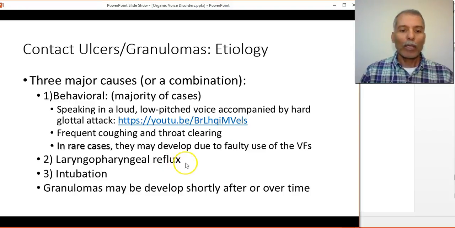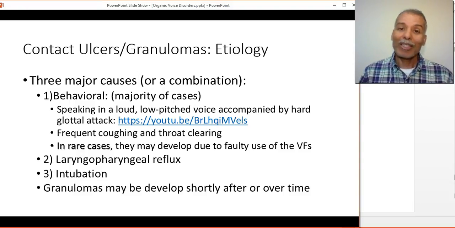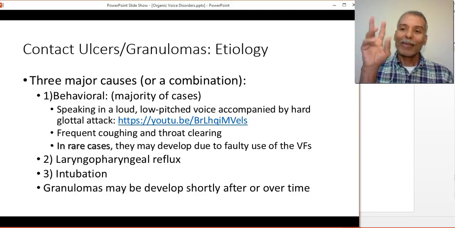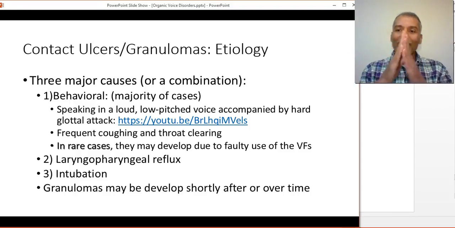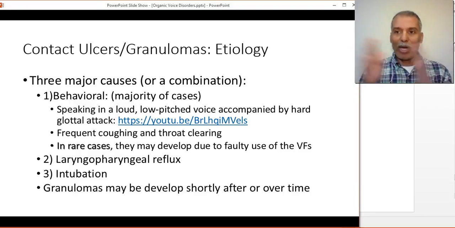Laryngopharyngeal reflux shows up again as a cause of granulomas. So in that case, we do not call it a contact granuloma because it is not caused by the behavioral aspect of hyperadducting and slamming the vocal folds. So we just simply call it a granuloma.